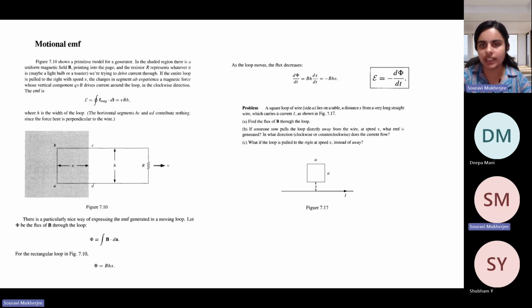Any idea? If you have a current carrying wire, what would be the field at some distance s from it? You guys are following, right? If you have some doubt, you can ask me.